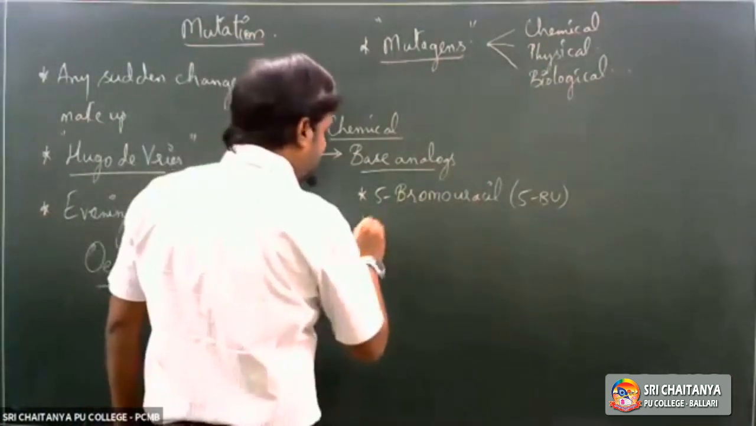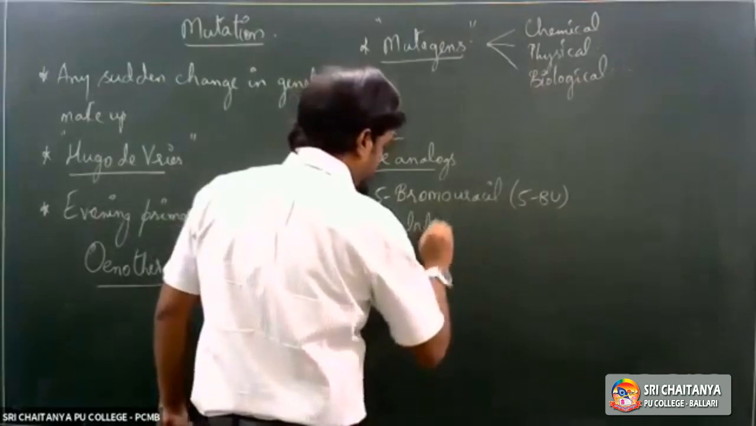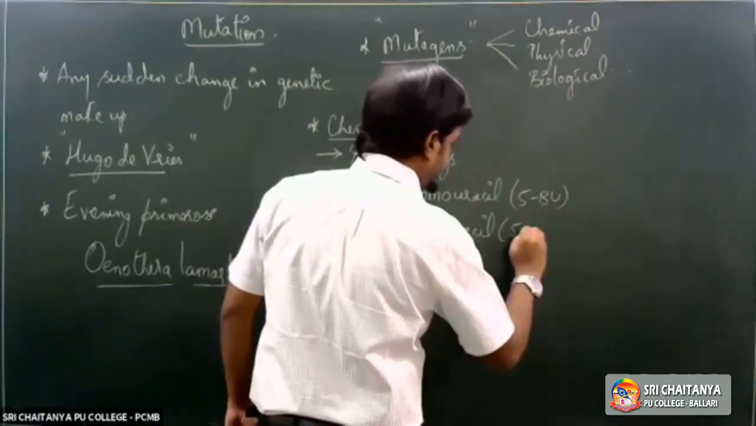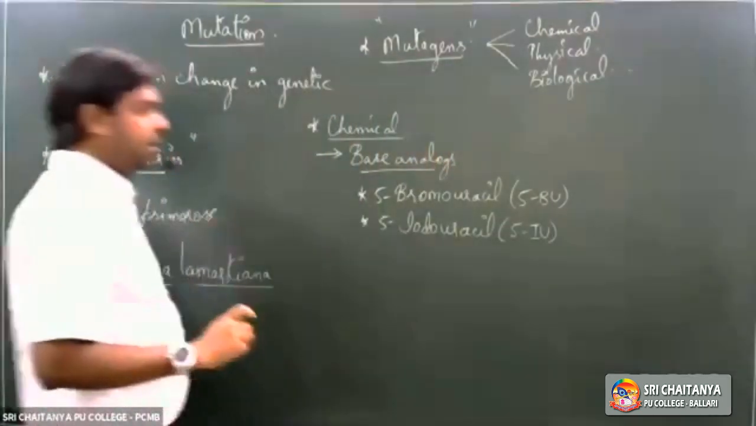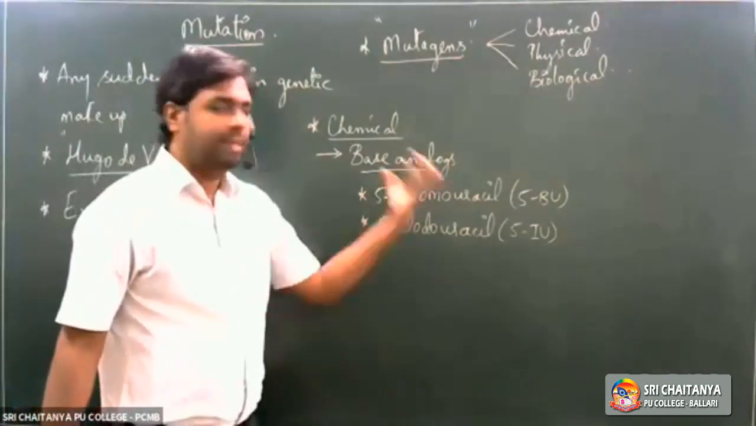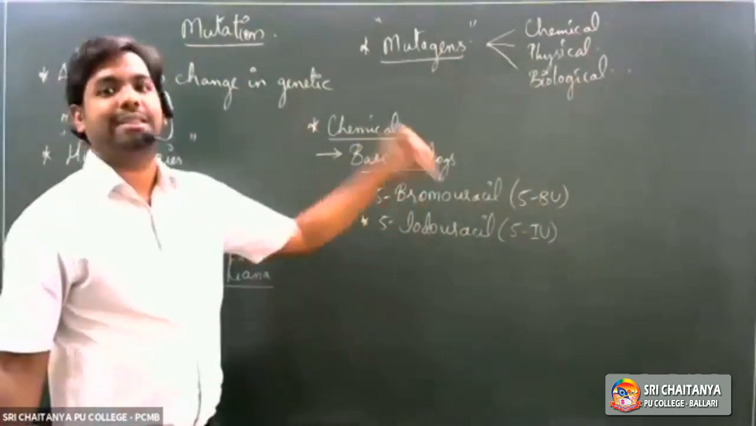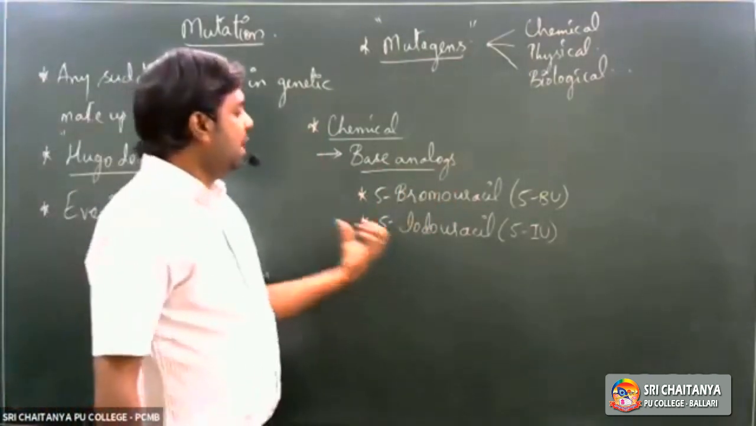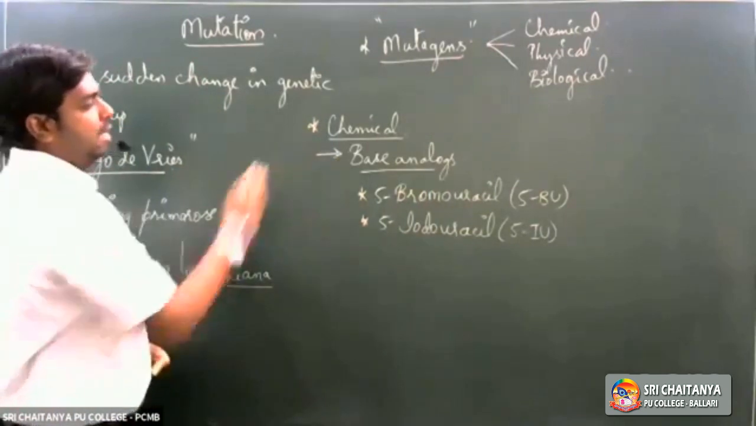Similarly, we have one more base analog, which is called 5-iodouracil, or 5-IU. So 5-bromouracil as well as 5-iodouracil are said to be analogous to the nitrogen base called thymine. So these fall under the category called base analogs.